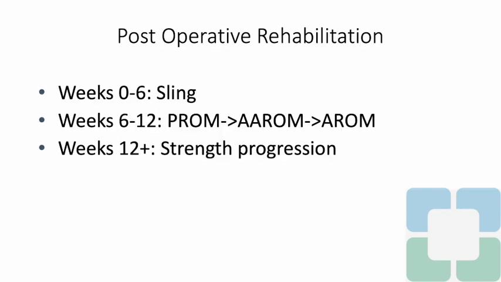Postoperatively, the patient was placed in a sling for the first 6 weeks with minimal motion. Starting at 6 weeks, the patient then progressed through passive, then active assisted, then active range of motion. At 12 weeks, the patient was allowed to begin a light strengthening program.